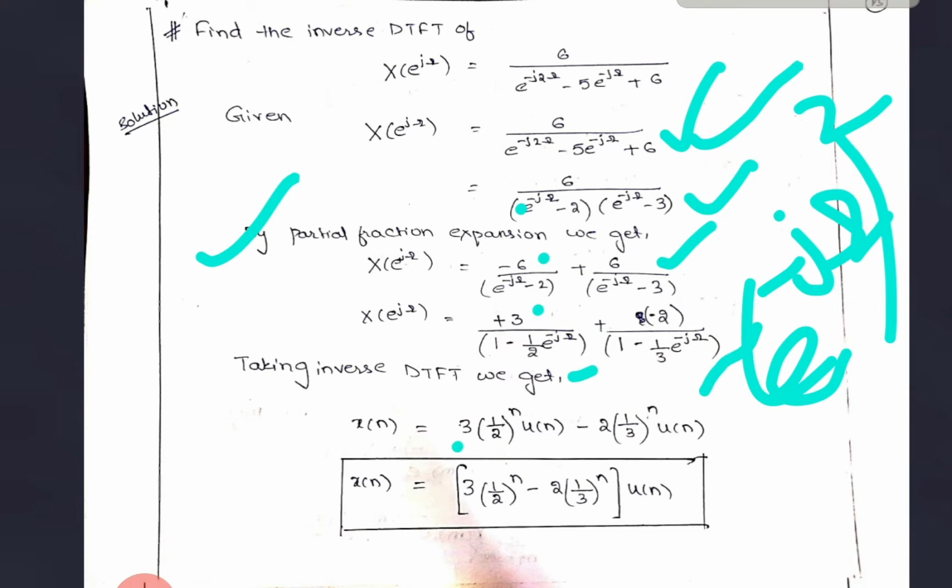3 is a constant, this is of the form 1 by 2 whole raised to n u of n, and here this is minus 2, 1 by 3 whole raised to n u of n.